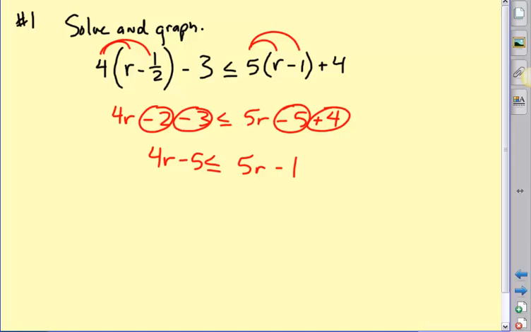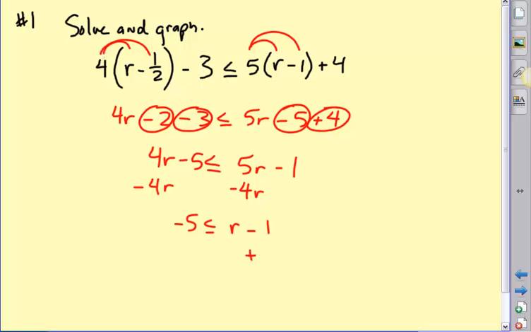You probably need to get all the r's on the inside. I would. What would you like to do? So I subtract 4r. Cameron says subtract 4r, and I like it because it's going to keep the r positive. Okay? So that's going to leave us with -5 is less than or equal to r minus 1.